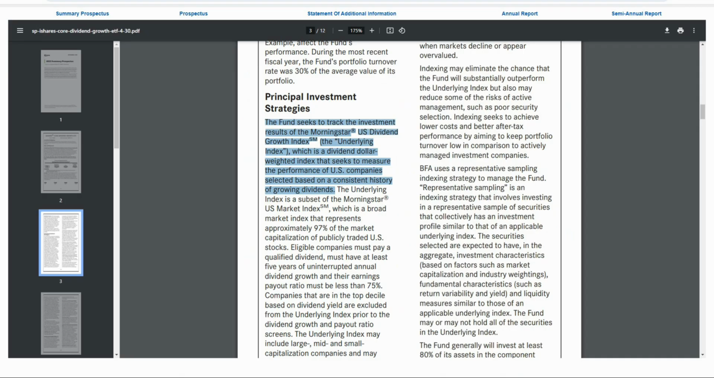So in contrast, DGRO is a little bit different. The fund seeks to track the investment results of the Morningstar US Dividend Growth Index. Now this index is a dividend weighted index that seeks to measure the performance of US companies selected based on a consistent history of growing dividends. So both of these ETFs do focus on dividend paying companies, of course.